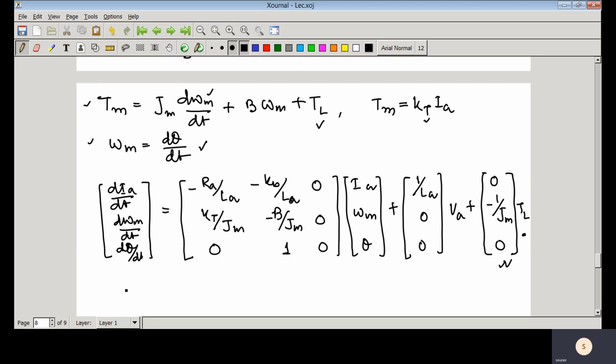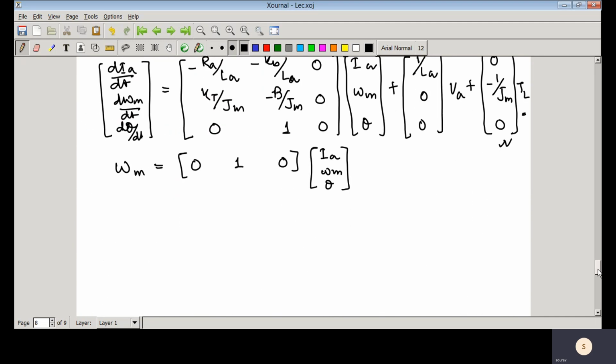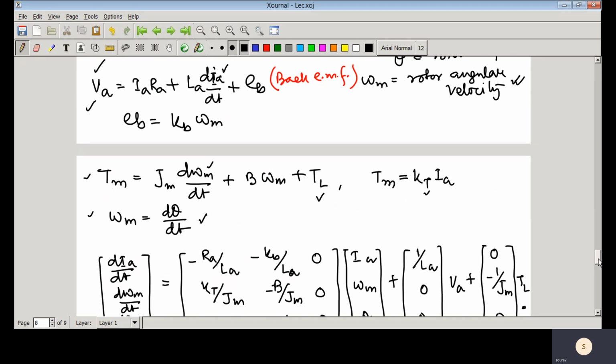Then what is the output? The output is the speed. So the output row is 0, 1, 0, acting on current, speed, and theta. This is the state space model of a DC motor, and then we will represent these equations in block diagram form.